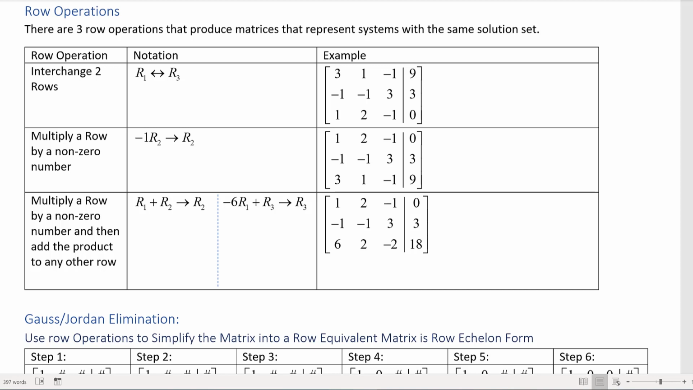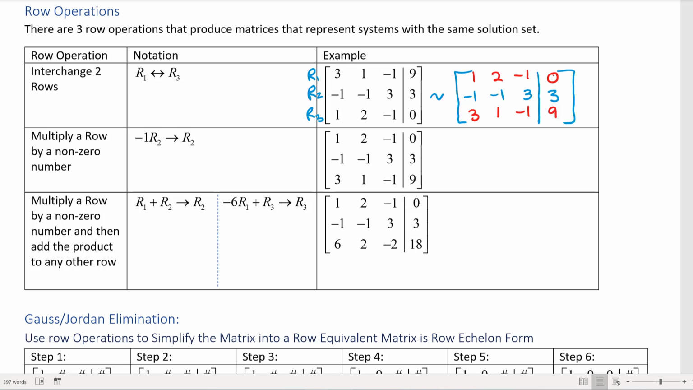So the first one says row 1 interchanged with row 3, where the double arrow says interchange of the two rows. Now you don't have to, but if it helps to write row 1, 2, and 3, you can. Notice the only thing I'm not changing is row 2, so I'm going to put row 2 in right now. Row 1, 3, 1, negative 1, 9 goes in row 3, so I'm going to put that in row 3 right now. And then row 3, which is 1, 2, negative 1, 0, goes up in row 1. And that is row 1 interchanged with row 3.